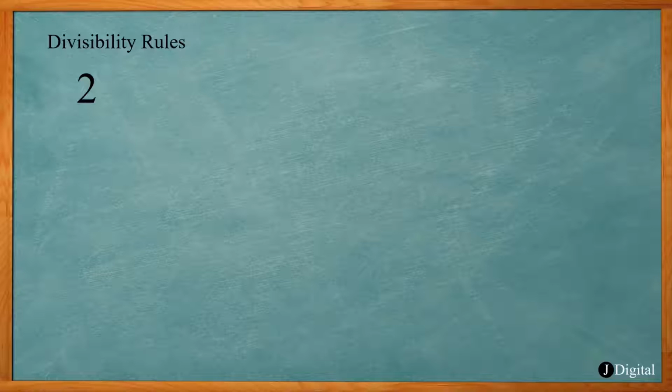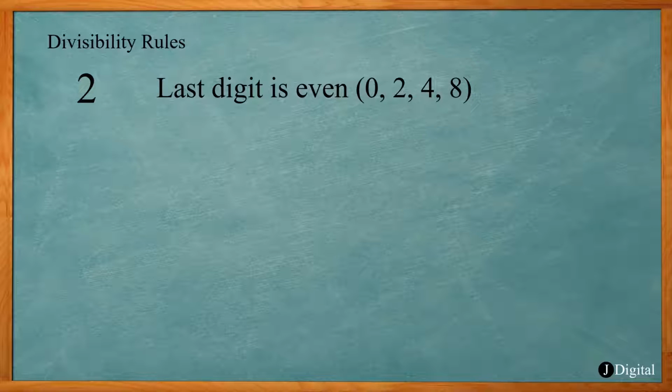So if I want to know if something's divisible by 2, that simply is the last digit is 0, 2, 4, 6, or 8, then it's divisible by 2. So if it's an even number, it's divisible by 2. So if I look at 224, the last digit is 4, and that's an even number, so it's divisible by 2.